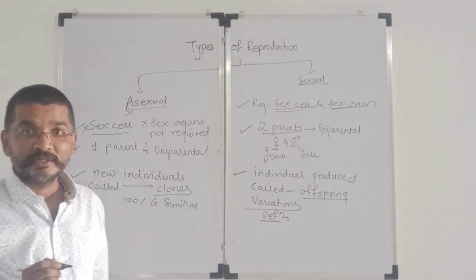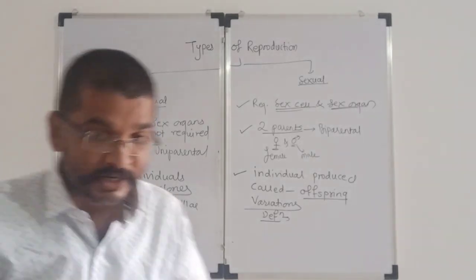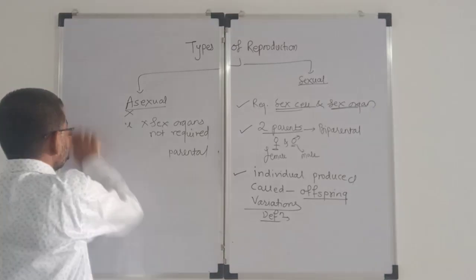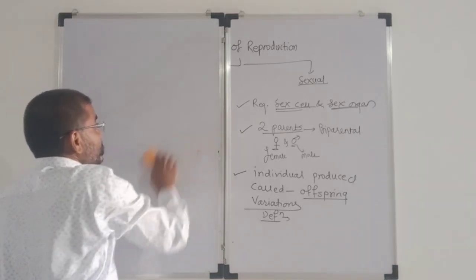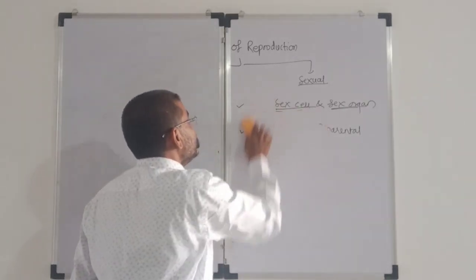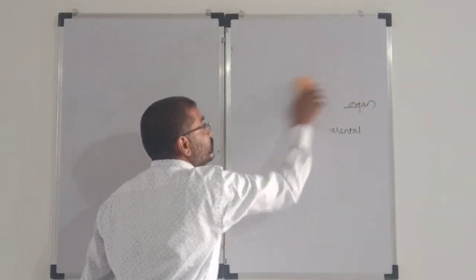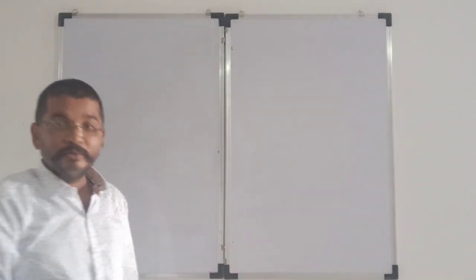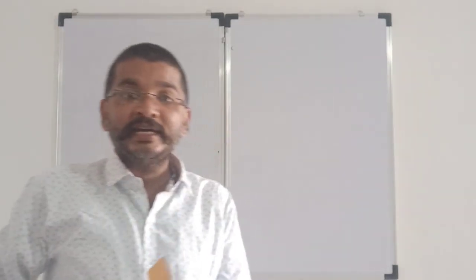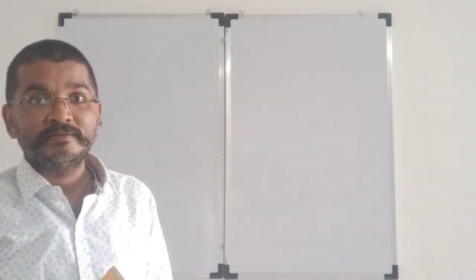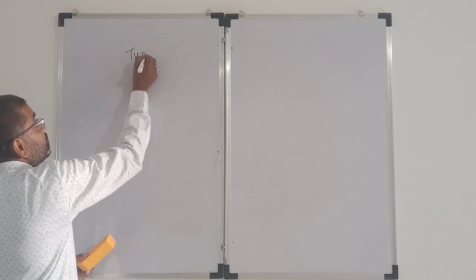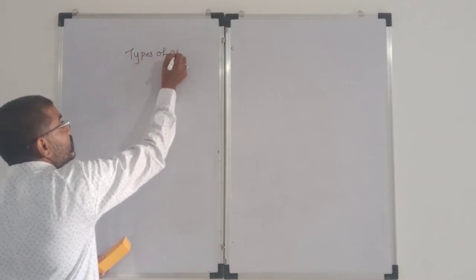Examples of asexual reproduction. Asexual reproduction is again divided into some subtypes, so that we'll see first. All these concepts are important. If your concepts are clear, then definitely you can score good marks in your board exam as well as in your competitive exam. So, main thing kya hai? Understanding of concept. Types of asexual reproduction.